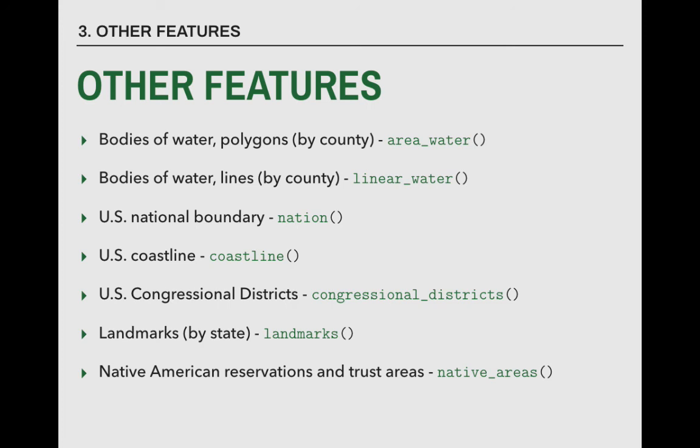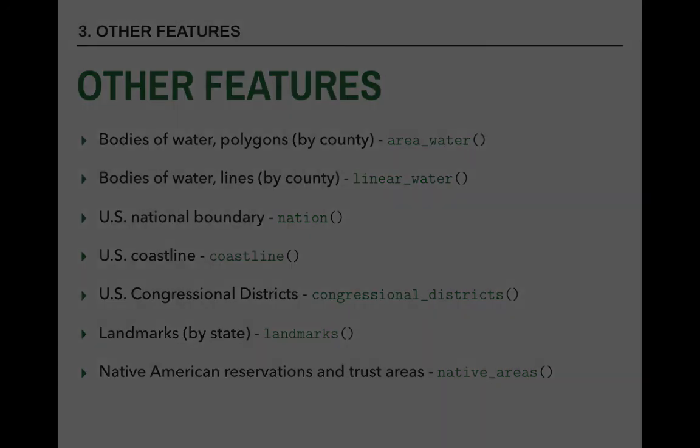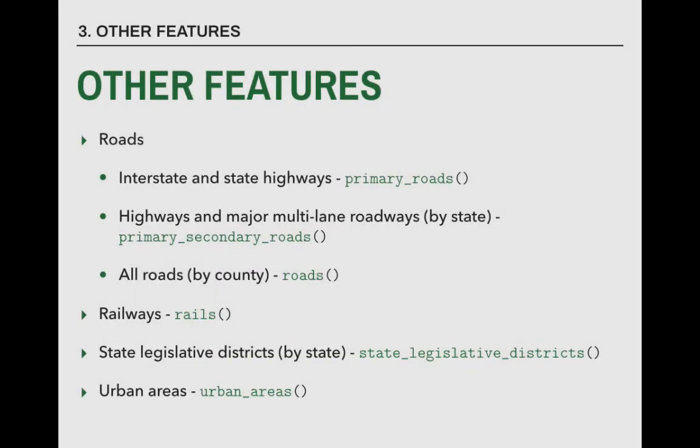There's also landmark data, data about Native American reservations and trust areas, and also data about infrastructure, roads and railways, state legislative districts, and urban areas. These are just some of the functions available in Tigris. There are even more. You can check out Tigris's documentation through CRAN to get a complete list of the features that are accessible.